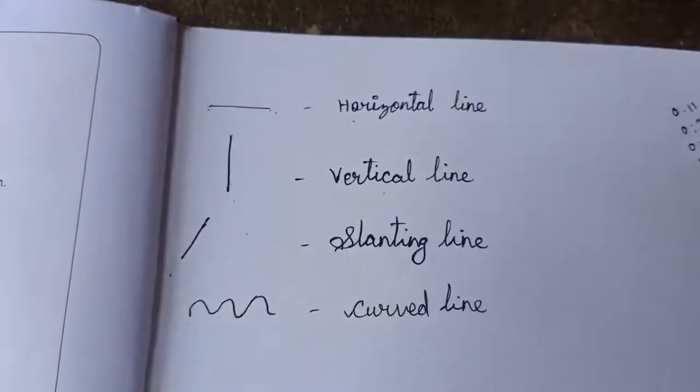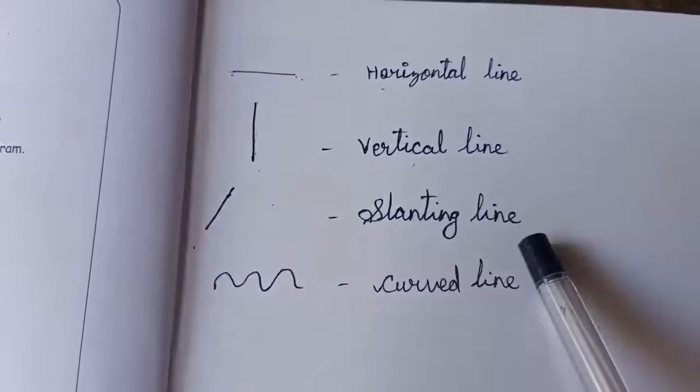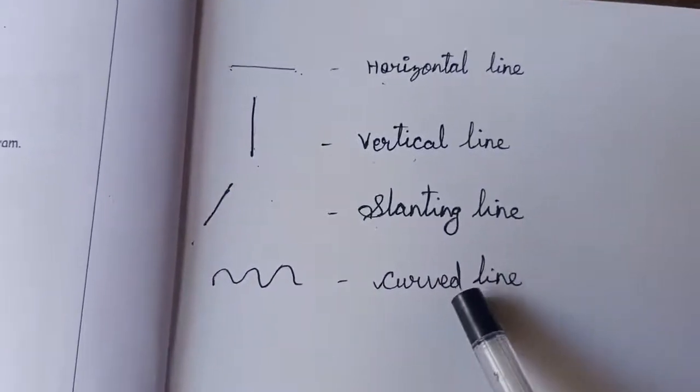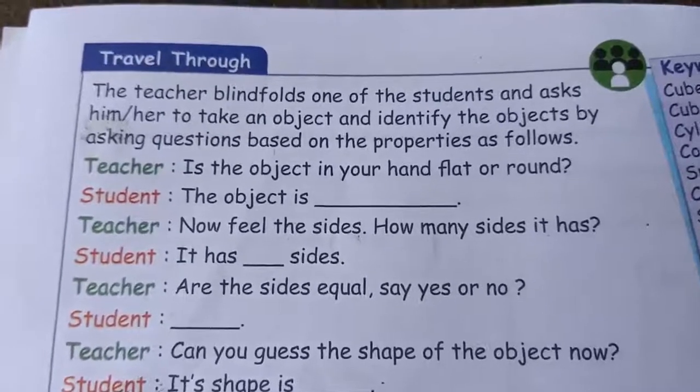Good morning, students. Last class I taught you horizontal line, vertical line, slanting line and curved line. Okay, are you clear about these lines? Okay, next see this conversation.